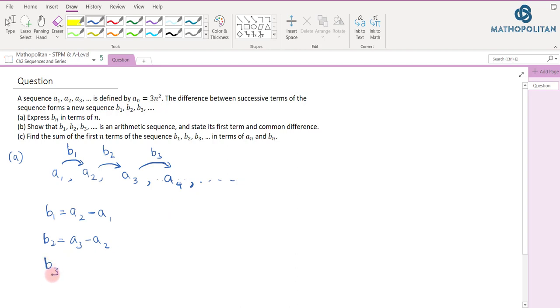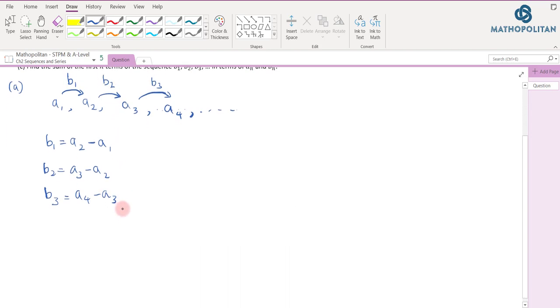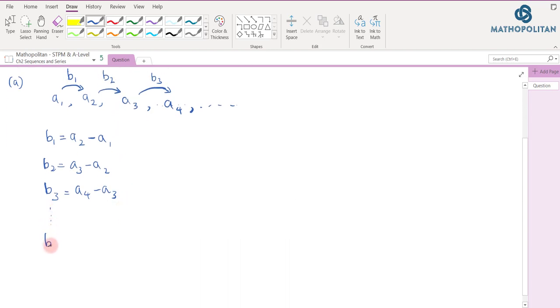So if we continue in this pattern, B sub 3 would be A sub 4 minus A sub 3. And what would B sub n be? If you continue this way, B sub n would be equal to A sub n plus 1 minus A sub n. See the pattern here? 1, 1, 2 and 2, 3 and 3, so n, right? The next number is n plus 1. So that's how we get the relationship of B sub n in terms of A.